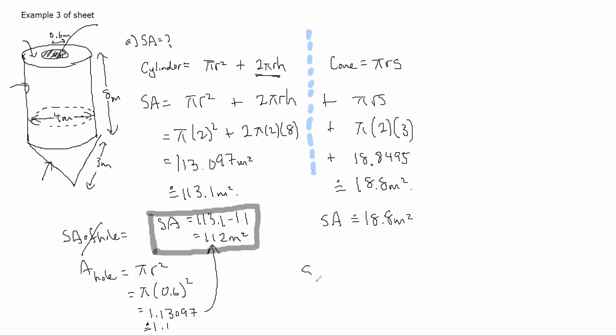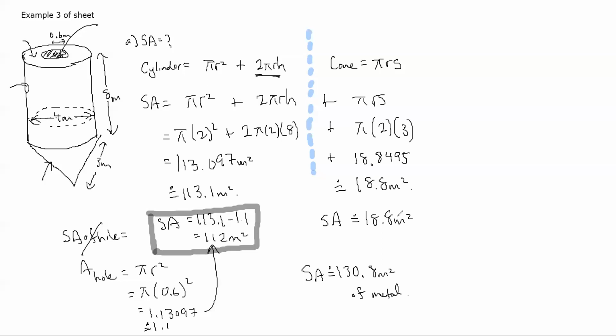So that means the total surface area is 112 plus 18.8. It gives us approximately 130.8 meters squared. And as the question says, of metal is needed to build this. Okay, that's part A. How do you feel? You might want to pause the video and try it again.